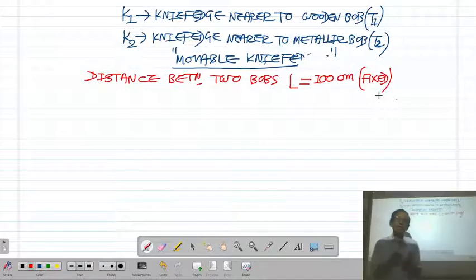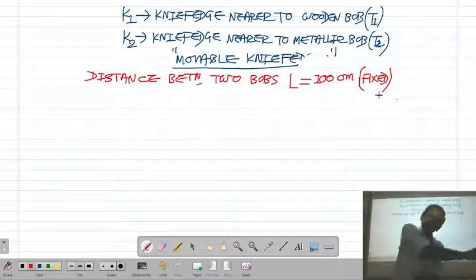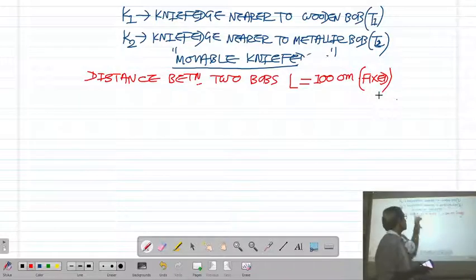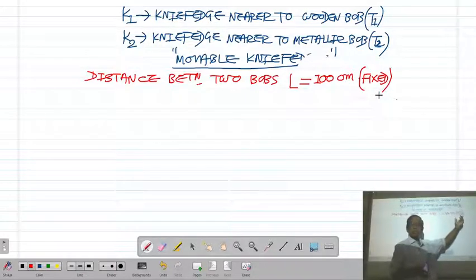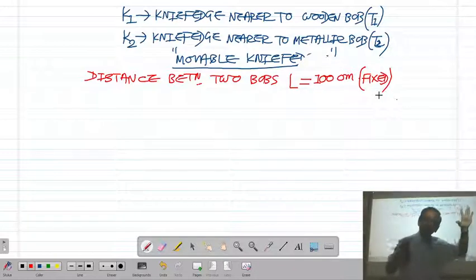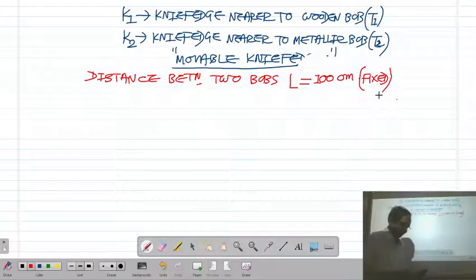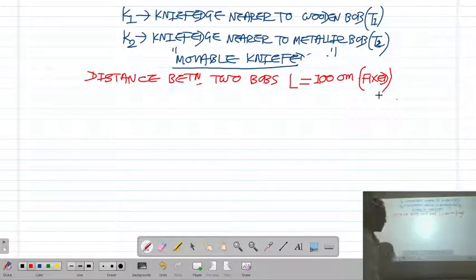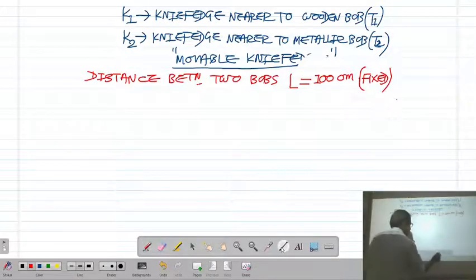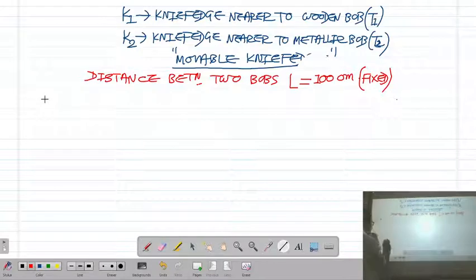So from the center of Kater's pendulum, keep the wooden bob at 50 centimeter distance, and keep the metallic bob at 50 centimeter distance. So the total distance between wooden bob and metallic bob is 100 centimeter, and that is kept fixed throughout the experiment. Okay. Now, what you have to do? As you know, we are discussing part 1.